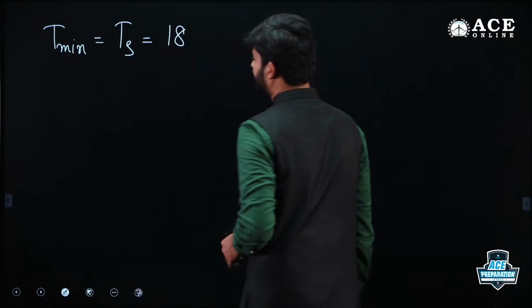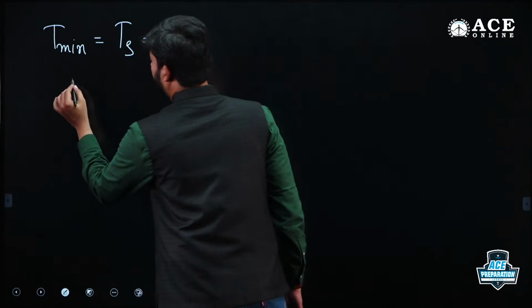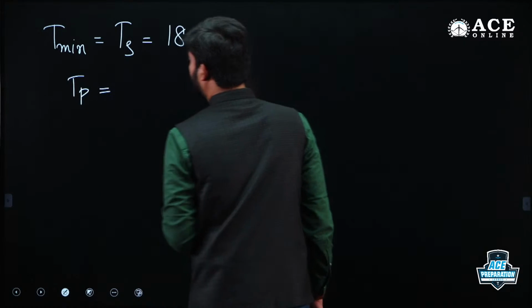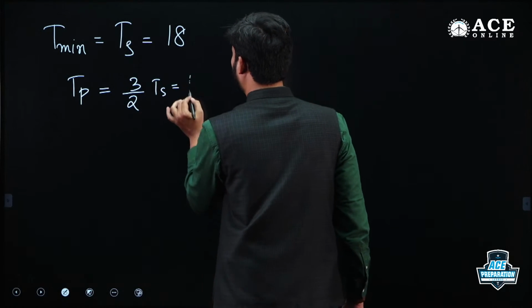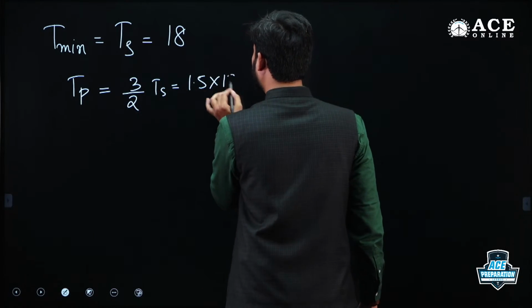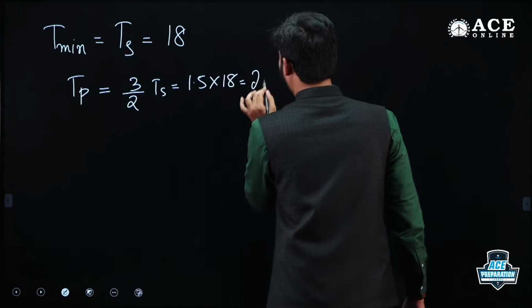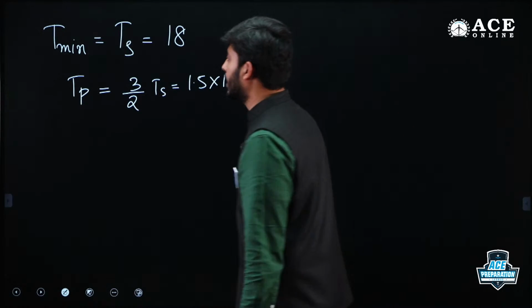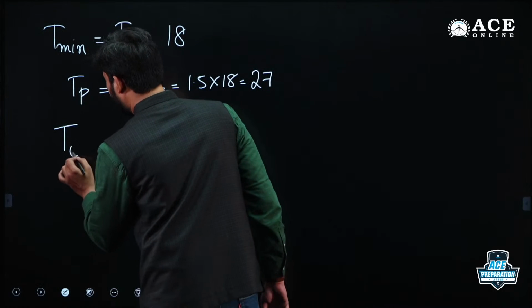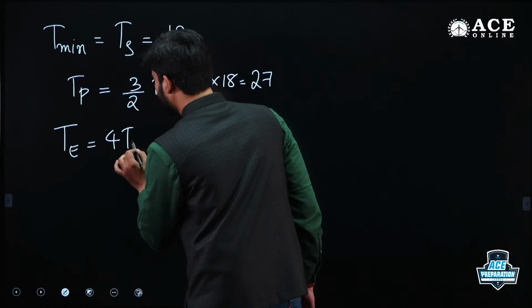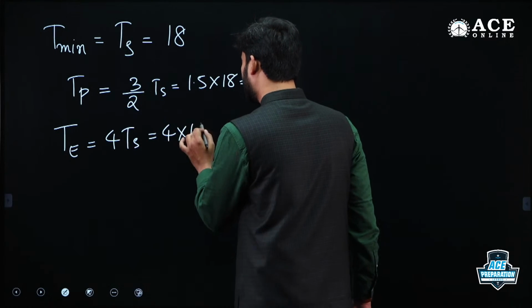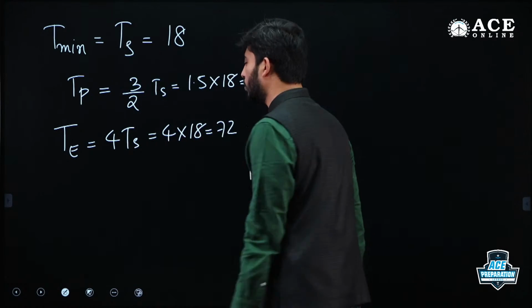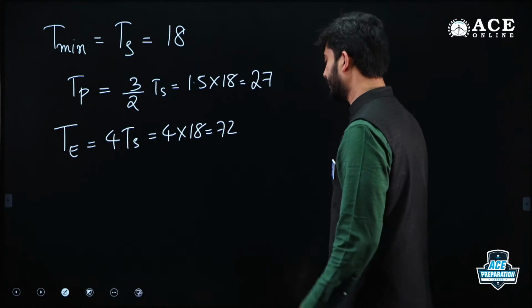So here Ts is equal to 18 and Tp is equal to 3 by 2 times Ts, which is 1.5 into 18, that is 27. Next, Te is equal to 4 times Ts, that is 4 into 18, which is equal to 72 teeth. Okay guys.